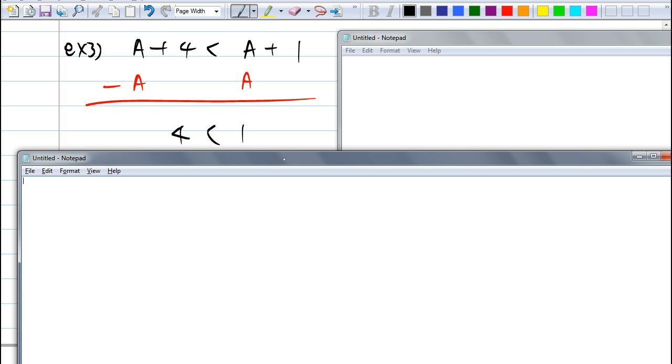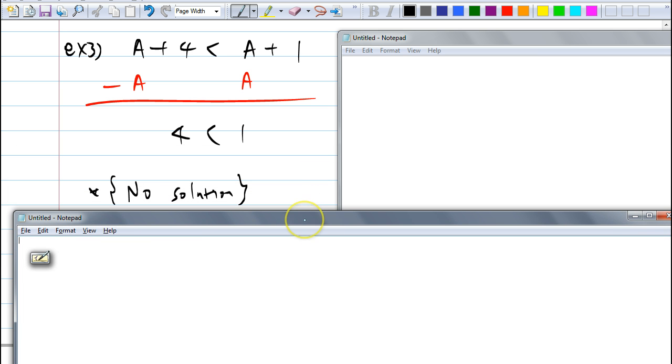By the way, someone said it. Is this true? No, of course 4 is not less than 1. 4 is greater than 1. So then what do we write for our solution? Yeah, no solution is right. Okay, so that's what we write down for no solution.